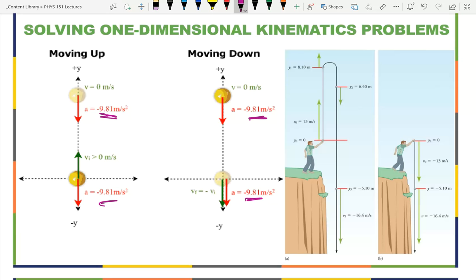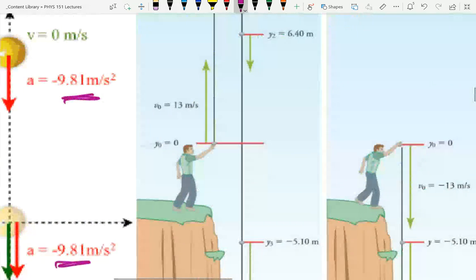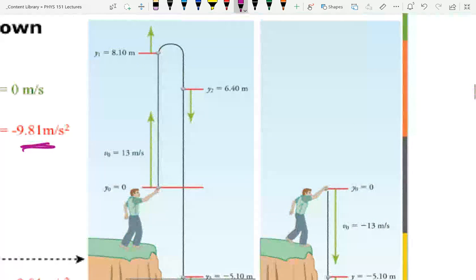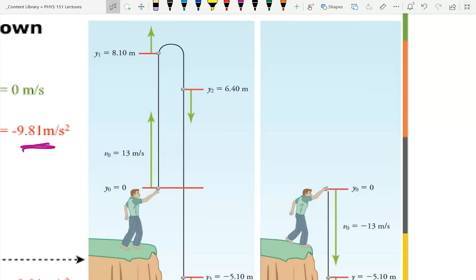Okay, this picture on the left is actually what we're going to work problems with. A gentleman is throwing the ball upward, and when it leaves his hand, it has an upward speed of 13 meters per second. It goes up. And we have at time one, it's at height 8.10 meters. Time two, height 6.40 meters, and so on. We also have this picture here where he drops it.